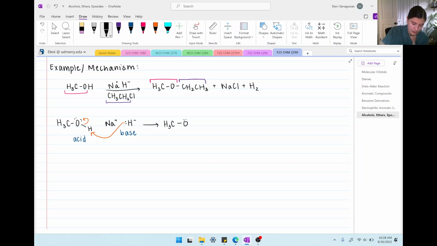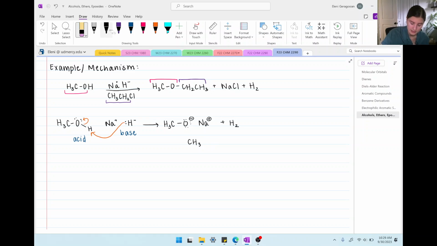We have an alkoxide, H3CO-, the oxygen gained 2 electrons from the bond to hydrogen. This charge is balanced by the sodium. And we've created H2, so that product there in this first step. Now we have a negatively charged oxygen in the presence of the alkyl halide. So I'm going to draw out this alkyl halide now.